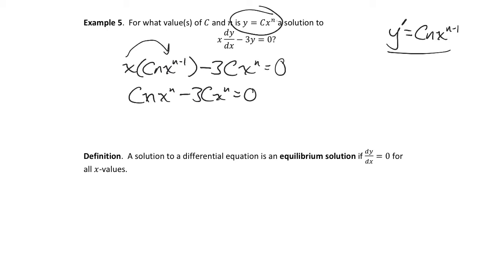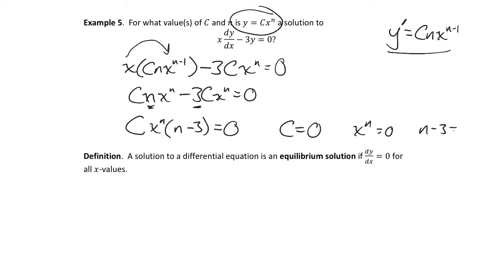Let's factor out, let's see, what do we have to factor out? We could factor out a c, that's in common to both terms. x to the n is also in common to both terms. And when we factor that out, we'll be left with an n from the first term and a minus 3 from the second term. We want to know when that's 0. When we have a product of a bunch of factors equals 0, then one of those factors must be 0. So c could be 0, x to the n could be 0. There's an issue with that, which we'll discuss in a second. Or n minus 3 could be 0.